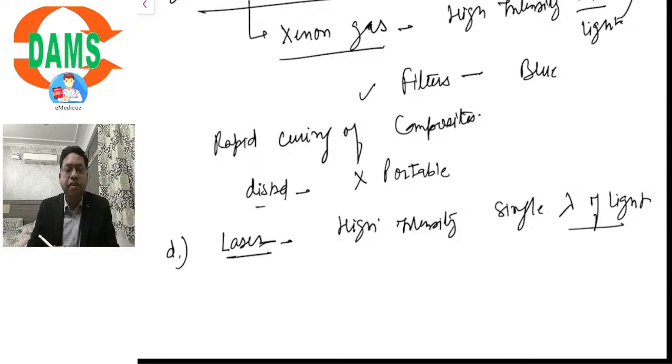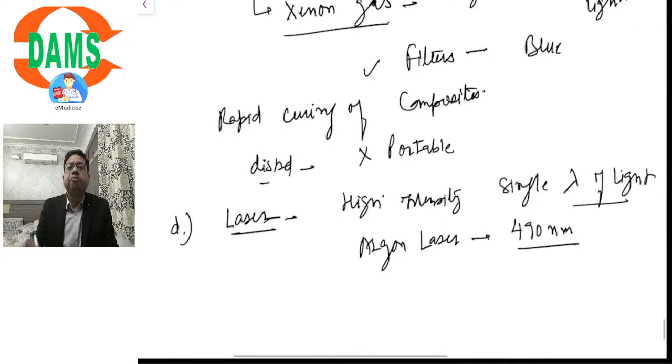High intensity single wavelength of light. That high intensity single wavelength of light is emitted through argon laser, which emits only 490 nanometer. 490 nanometer again would be blue light, high intensity blue light. So it causes most rapid curing of composite.